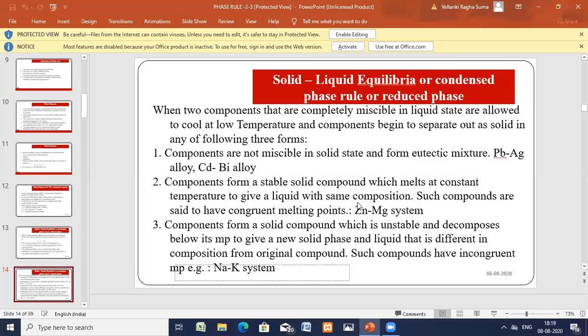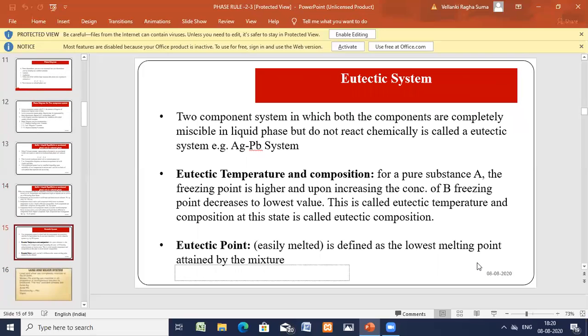The third category is a solid component that is unstable and decomposes below its melting point, giving a new solid phase and a liquid, which are different from the original component. These are incongruent melting point systems, for example the sodium potassium system. Today's class will cover the lead and silver system.